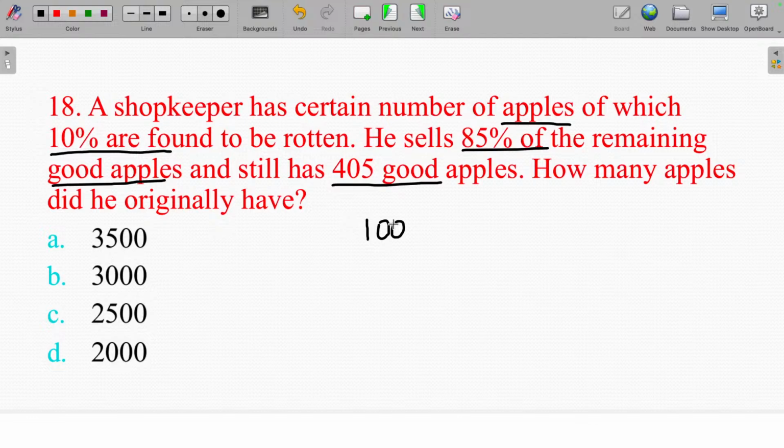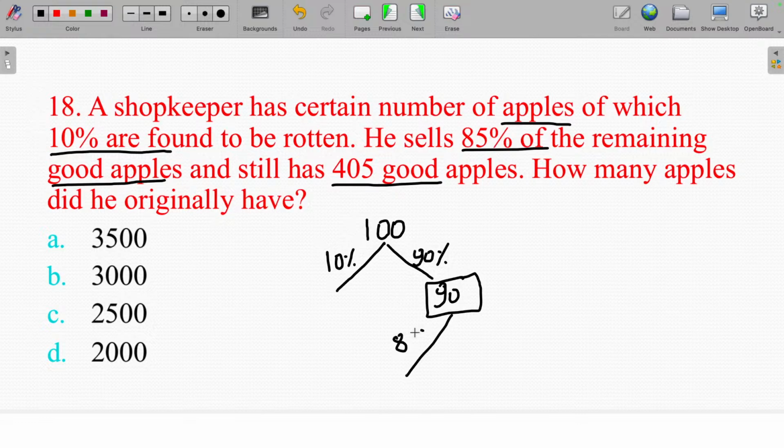Yes, sir. Now, out of 100 apples, 10% are rotten. 10% rotten means the good apples remaining are 90%. 90% of 100, so 90 apples are good now. Out of this, he sells 85% of the remaining good apples. He sells 85% of 90.